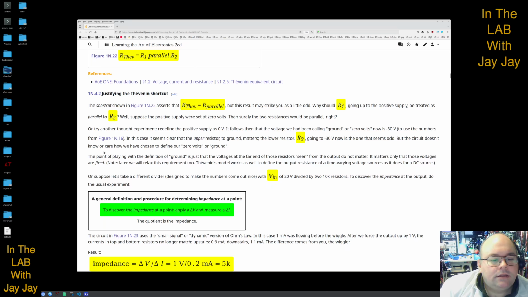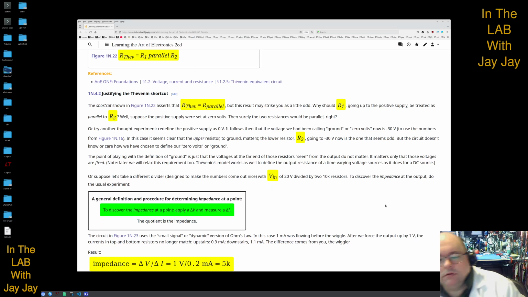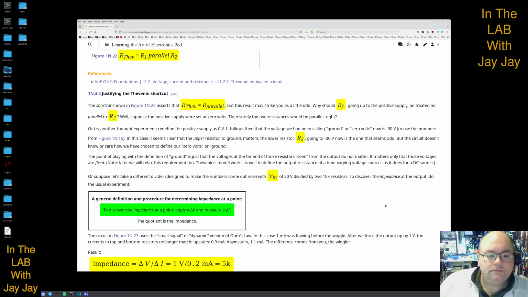But the circuit doesn't know or care how we have chosen to define our 0 volts or ground. The point of playing with the definition of ground is just that the voltages at the far end of those resistors, seen from the output, do not matter. It matters only that those voltages are fixed. Note, later we will relax this requirement too. Thevenin's model works as well to define the output resistance of a time-varying voltage source as it does for a DC source.